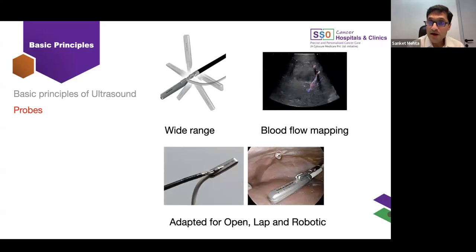It has got blood flow mapping, which is very helpful, especially if you're sitting on the console, and it really helps to identify the structures properly. It can also be combined with laparoscopy by just putting the instrument through the same trocar that the probe is inserted to visualize the liver.